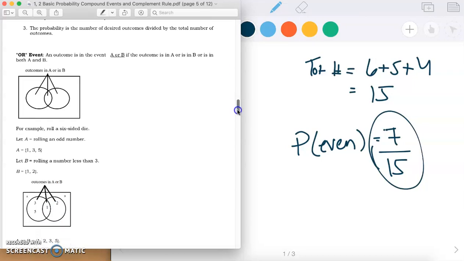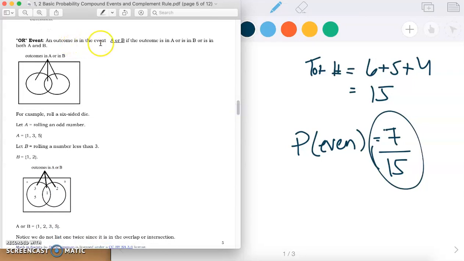So we have an OR event. An outcome is in event A or B if the outcome is in A, or in B, or is in both A and B. So that means it applies to all of the possibilities here.